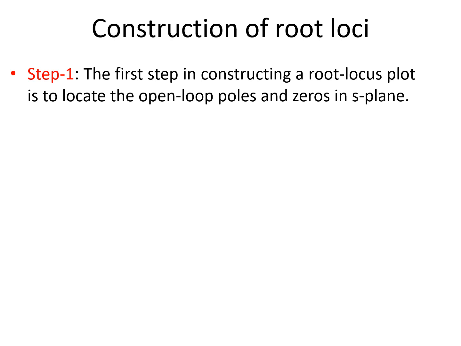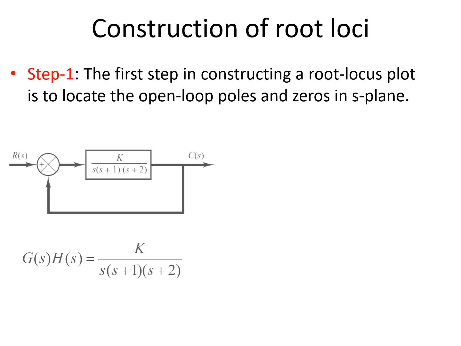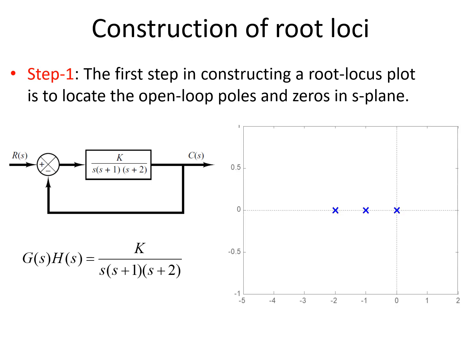Now, coming to the construction of root locus, the first step is to locate the open loop poles and zeros in the s-plane. That is the first step of the root locus. You have to determine the number of poles and zeros, and you also have to determine their locations. As an example, we have taken the open loop transfer function with unity feedback as K divided by s into s plus 1 into s plus 2.